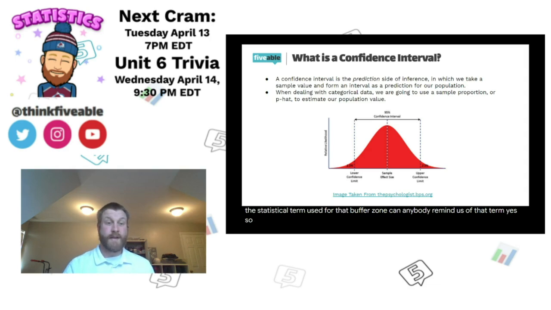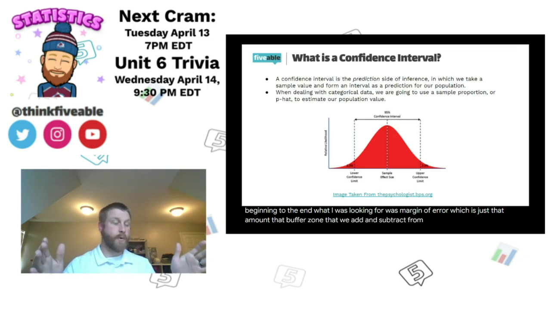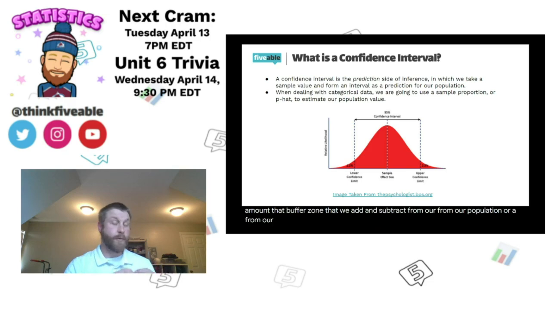Yes, so Jay says confidence interval. The confidence interval is the entire interval from the beginning to the end. What I was looking for was margin of error, which is just that amount, that buffer zone that we add and subtract from our sample proportion. That amount that we add or subtract from our sample proportion is your margin of error, and that gives you 2 endpoints, which creates your confidence interval.